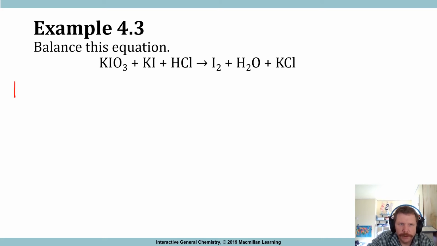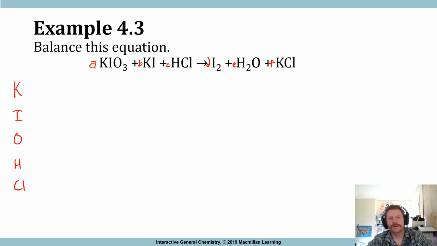My elements are potassium, iodine, oxygen. Well, potassium and iodine are in my next molecule, but then I've got hydrogen and chlorine. Okay, now what I need to do next is define a variable as a coefficient. So A, B, C, D, E, and F. And so now I have these very simple variables in front of each one of my molecules, acting as my coefficients.